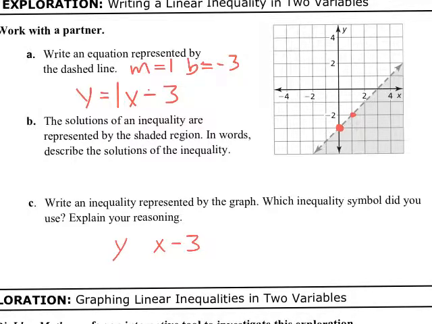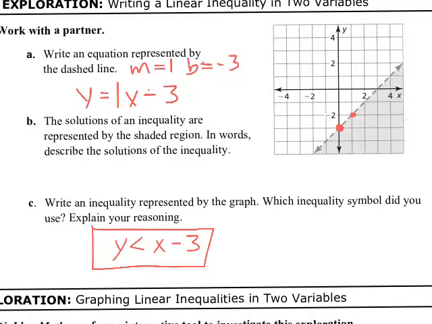So where is my graph shaded? Above or below that line? Below, right? The shaded region is below the line. So below the line would give me a less than sign. And we already said it's not equal to, right? So that's that. So I pull out my slope and my y-intercept just like I would on the other graphs.